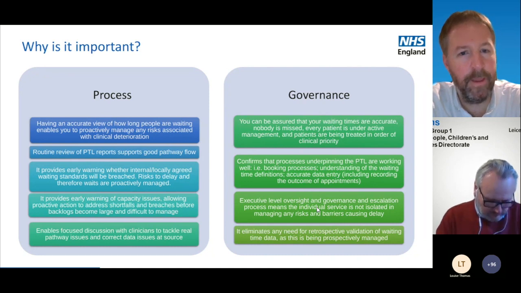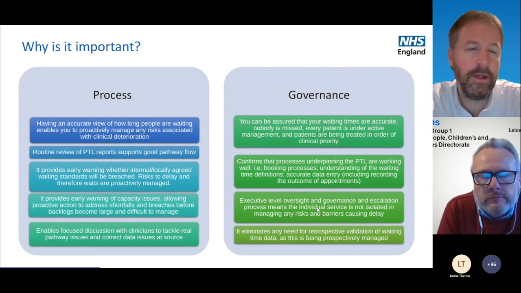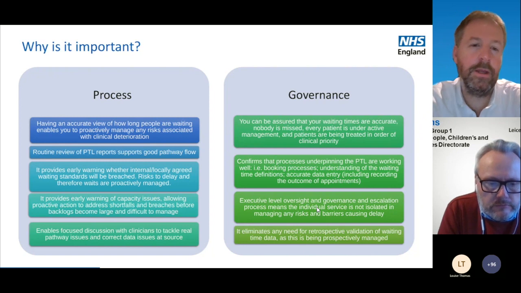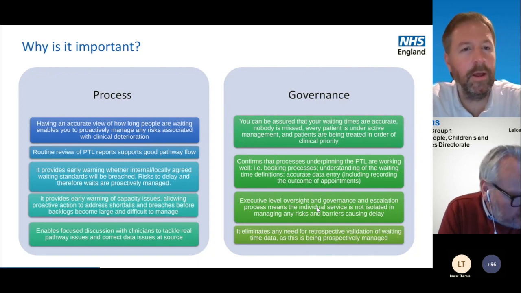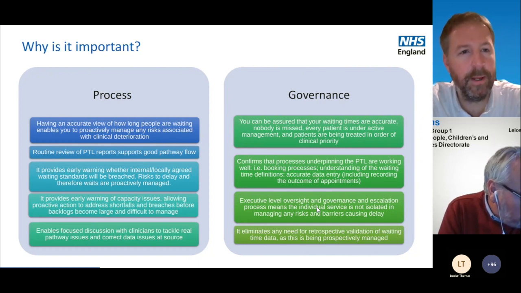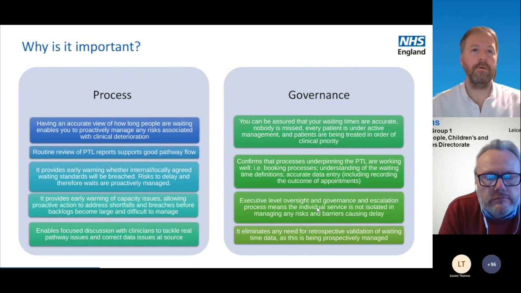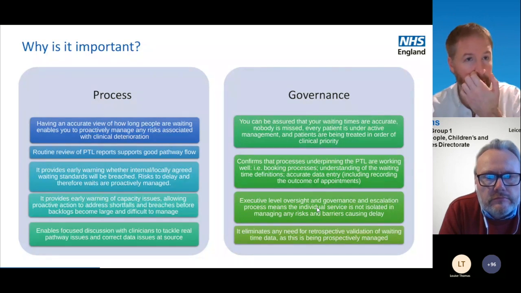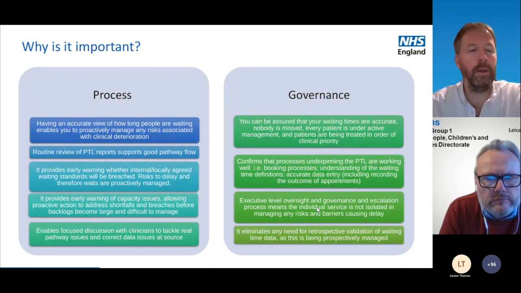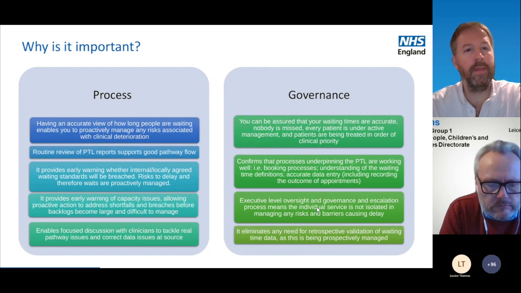And in terms of governance and assurance, as I said, it's really important for you as managers to get assurance that your waiting times are accurate and that people aren't being missed and that people are being treated in the right order. And it also gives you assurance organisationally that the processes underpinning the PTL, so for example, booking processes and various other administrative tasks, are working properly. If they're not working properly, that will come up through your regular PTL discussions.